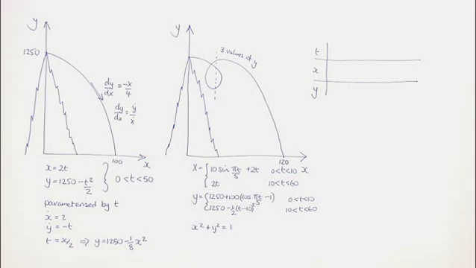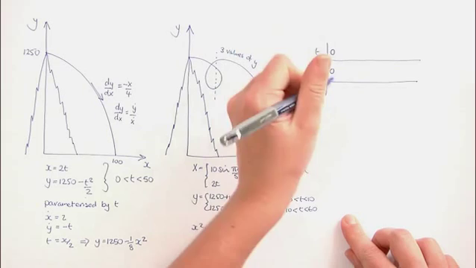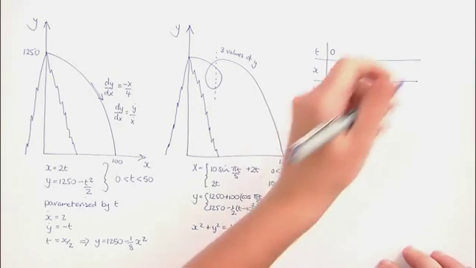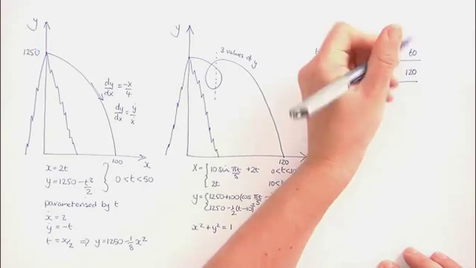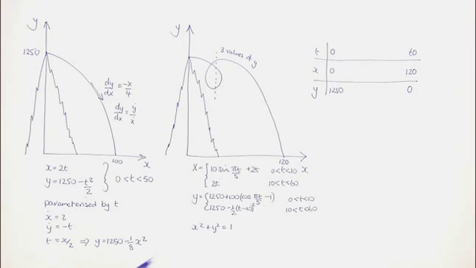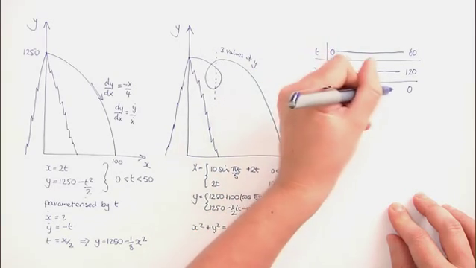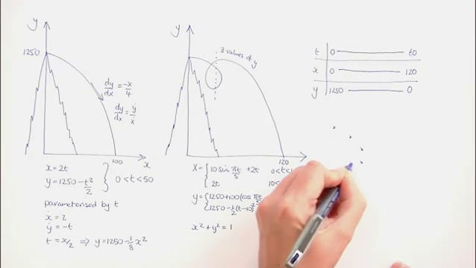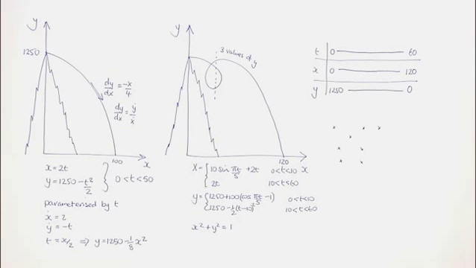For example, when t equals 0, x equals 0, and y equals 1250. When t equals 60, x equals 120 and y equals 0. And if we pick enough values in between t equals 0 and 60, we can plot enough points in the xy plane so that we can join them up to get the trajectory that way.